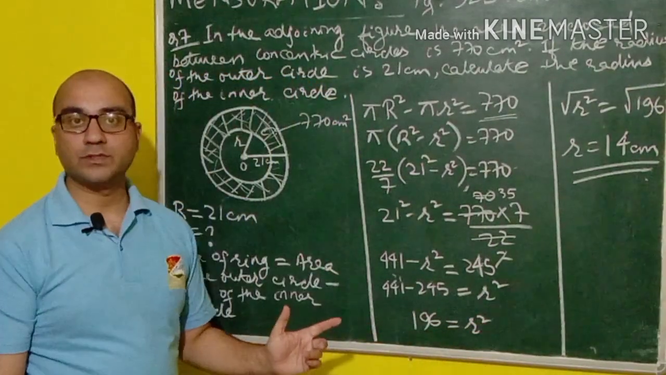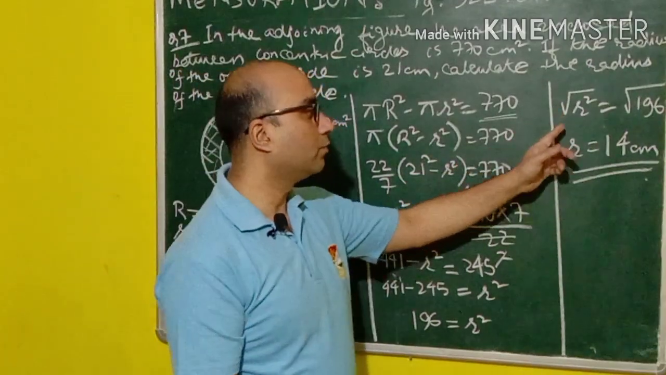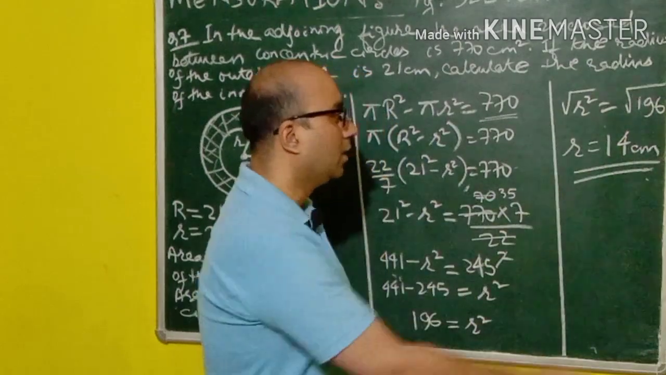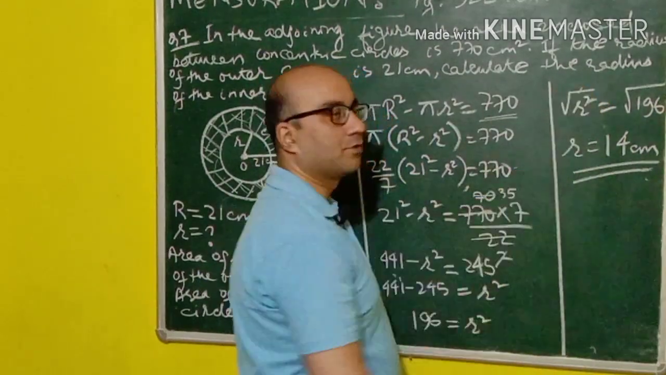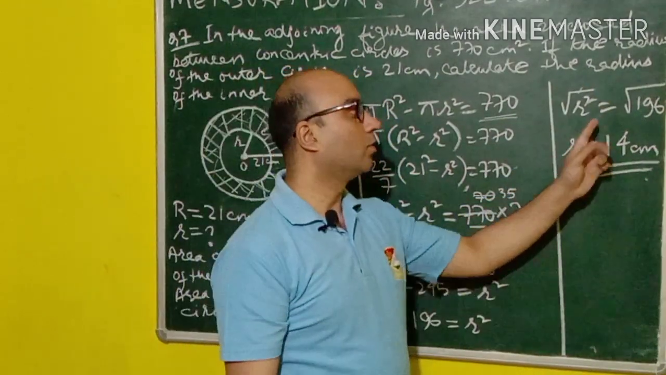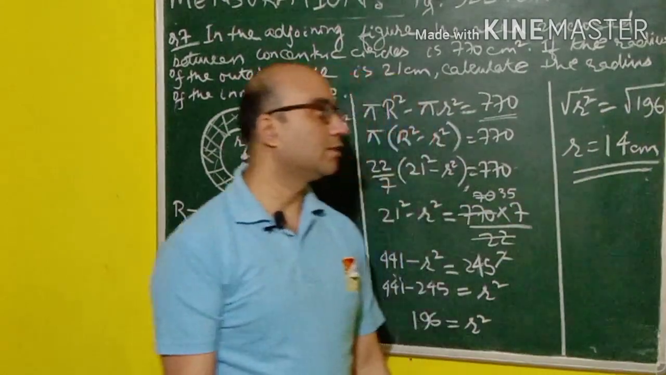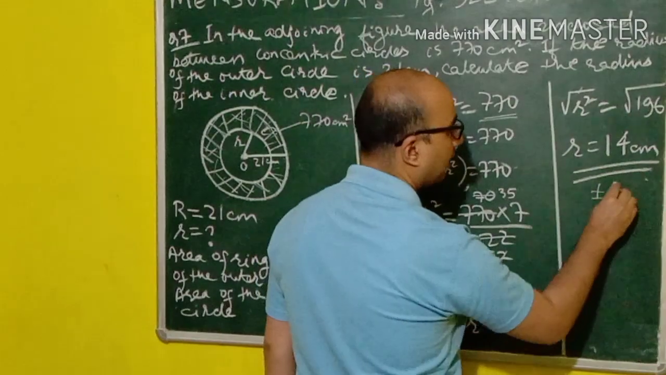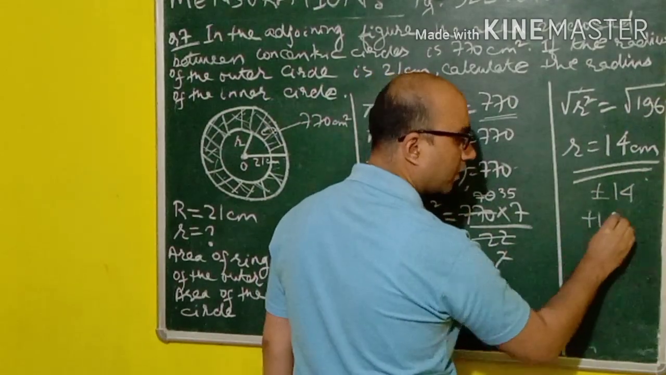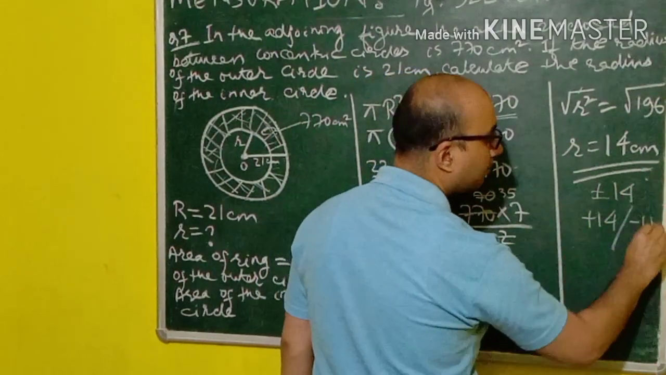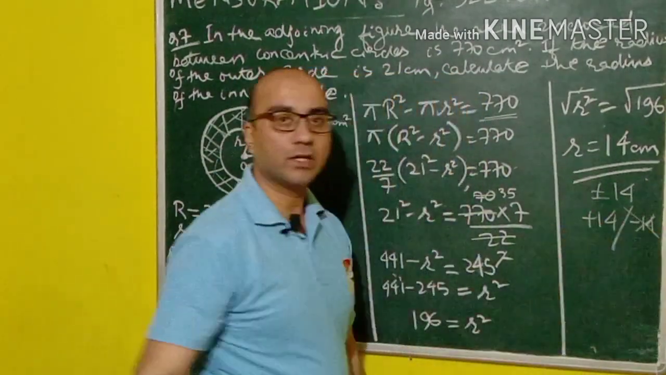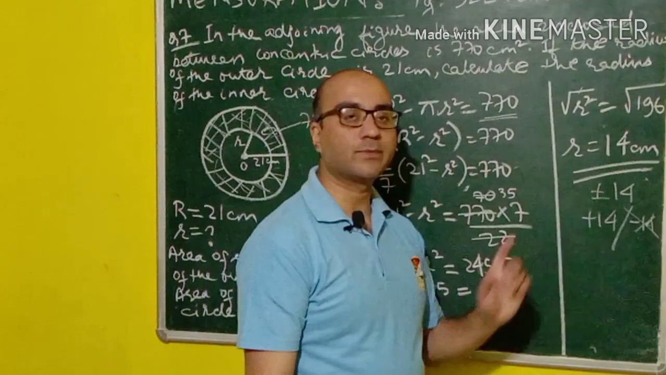So how do you get rid of the square? Taking the root on both sides. If you take the root on both sides, what do you get? Root of r square is equal to root of 196. The square and the root cancel out each other, so you are left with r is equal to root of 196, which is 14. Actually root of 196 is plus minus 14, that means plus 14 and minus 14. But we reject the minus 14, we just take the value as plus 14.